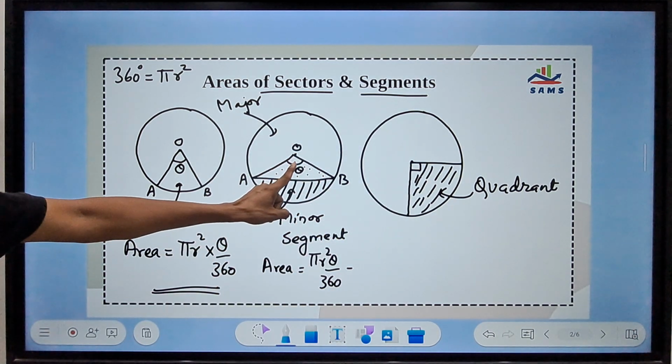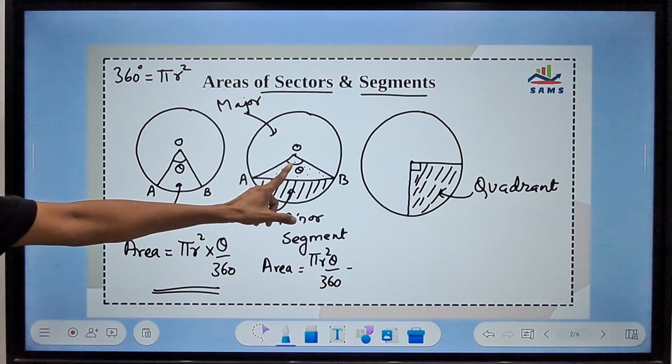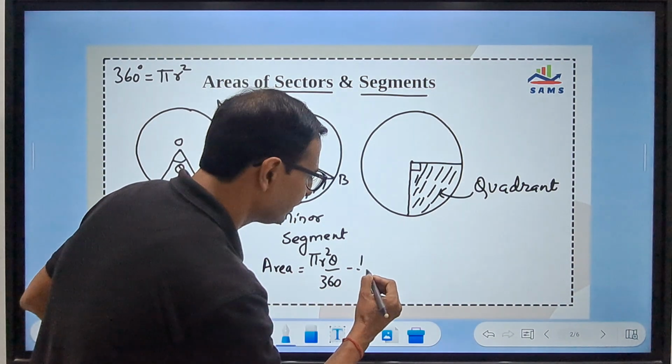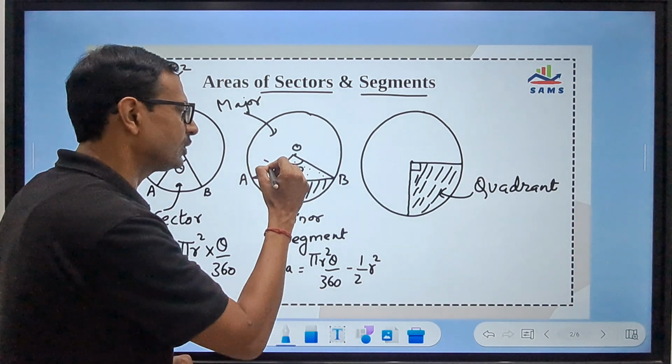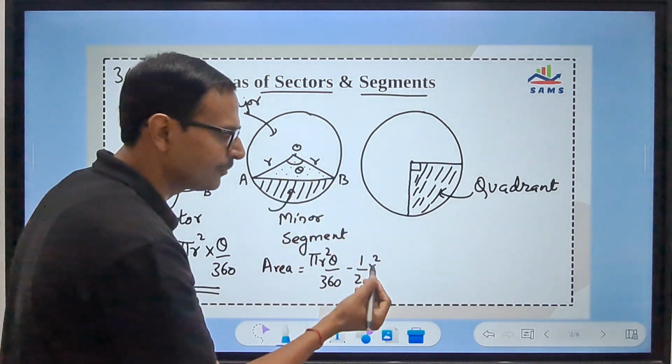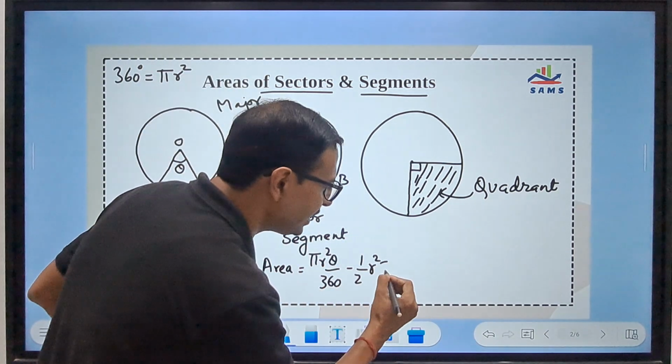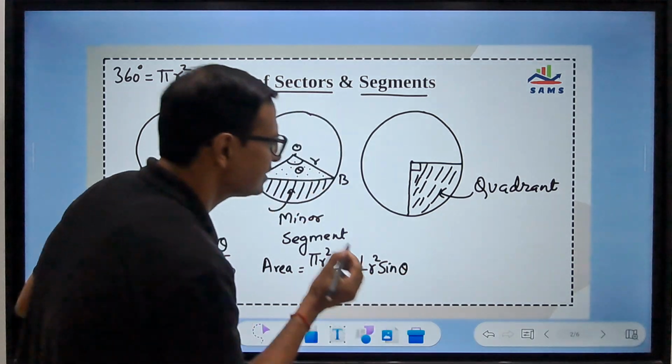You should know this angle and you should know the sine of that angle. So it is half r square, that is the product of these two sides, and both of them are r and r, therefore I have written r square, and the sine of the angle between the equal sides, that is sine theta.